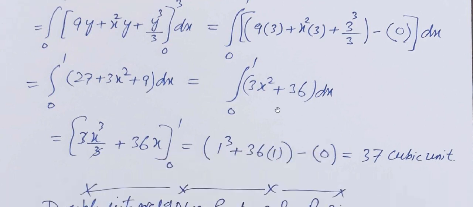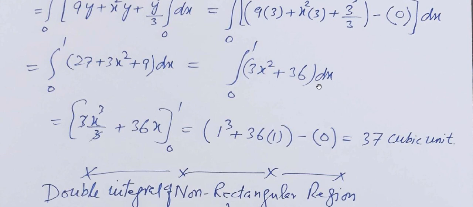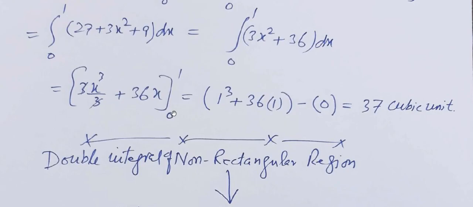And now this is simple integration. You can integrate with respect to x. So the integration of x power 2 will be x power 3 over 3, and you write the 3 the same, plus integration of 36 is 36x, and then you can substitute the limit, first 1 and then 0.